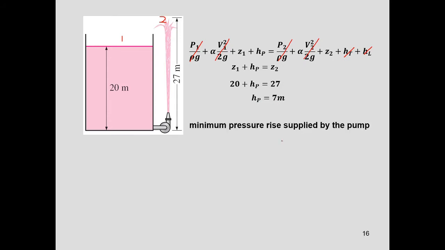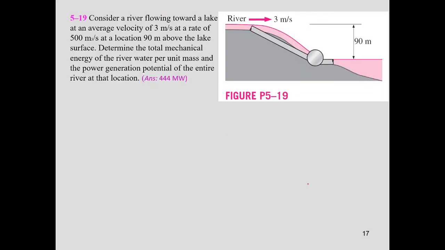Minimum pressure supplied by the pump. The equation is delta P equal to rho g H pump. You have all the values. Density is 1000, g is 9.81, and H pump is 7 meter. So delta P is equal to 68.7 kilopascal. I hope you can understand.